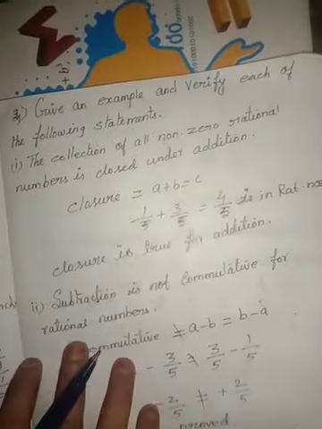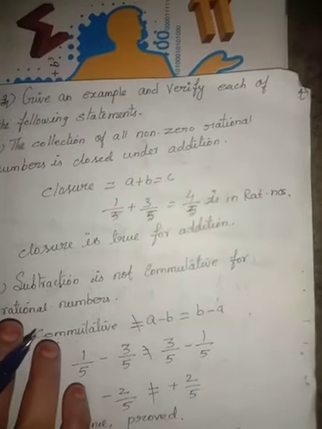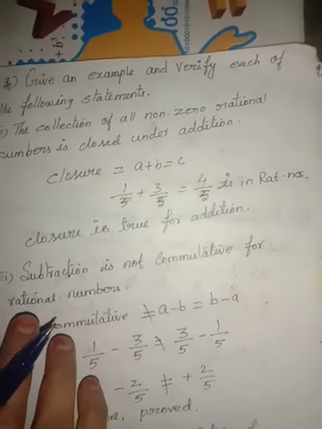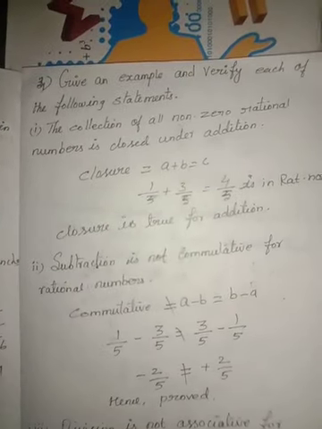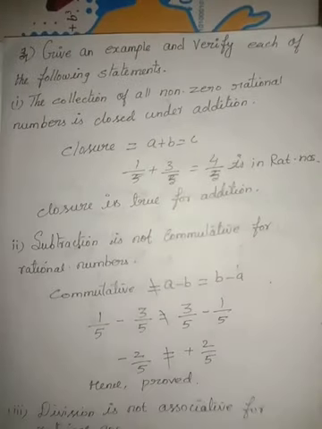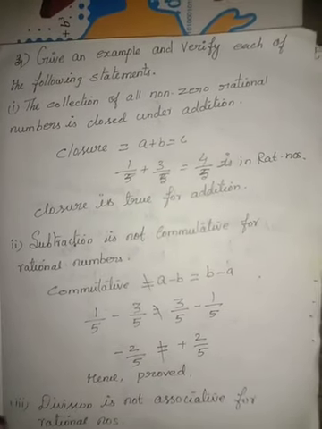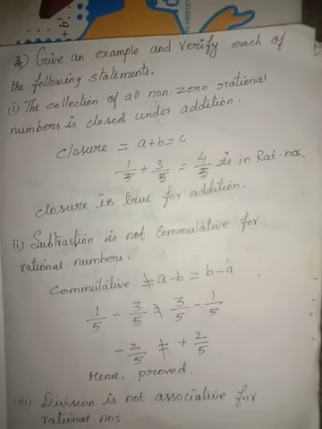Coming to the next one, give an example and verify each of the following statements. They have given 4 or 5 statements. We use some rational numbers and verify whether the statement is right or wrong. We can verify what they say.